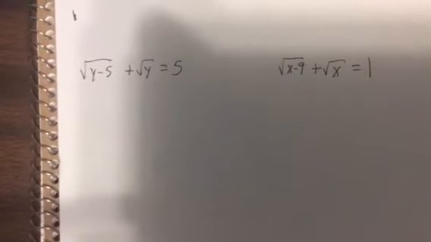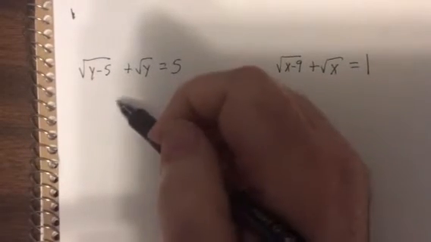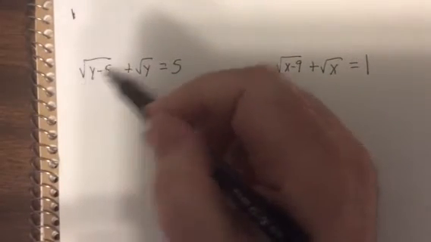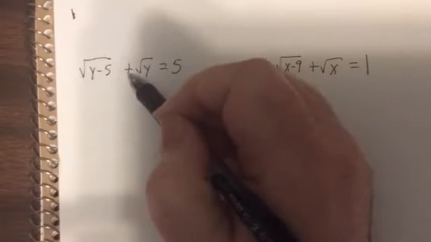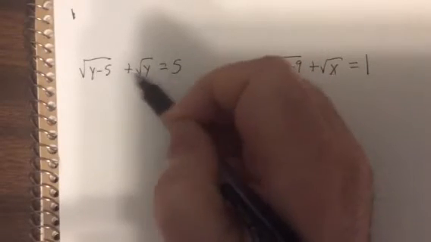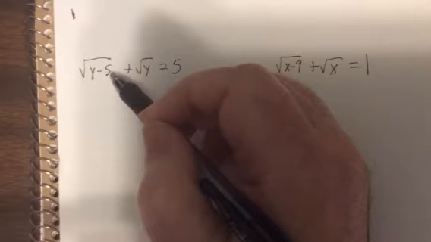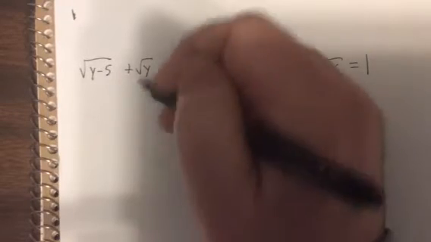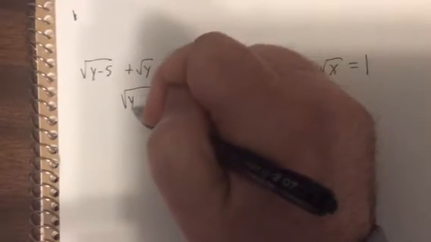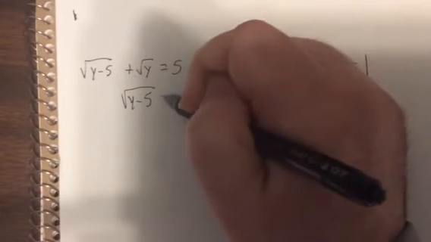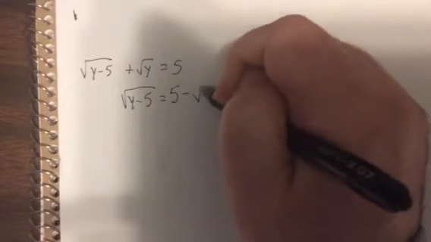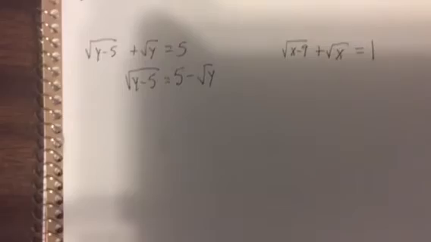Now, let's flip it over to the hard problems. These are the really difficult ones. Now, remember when you square both sides, if you have a plus or minus, you got to FOIL it, and that makes this horrible. So what I'm going to do is get one of the square roots by itself. Now, I like to get the one with the most stuff under it. I'm going to subtract the square root of y.